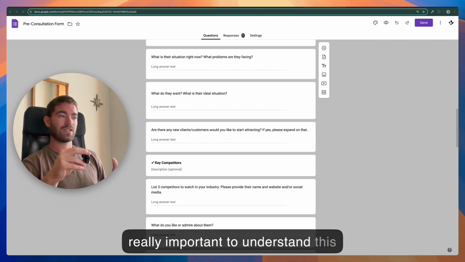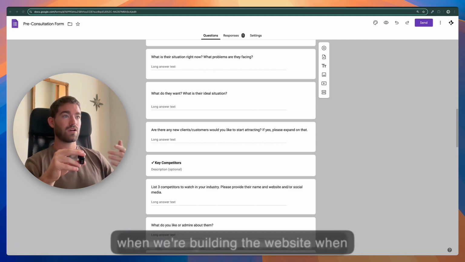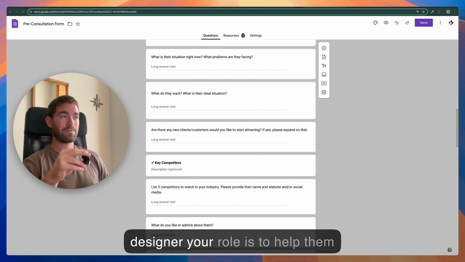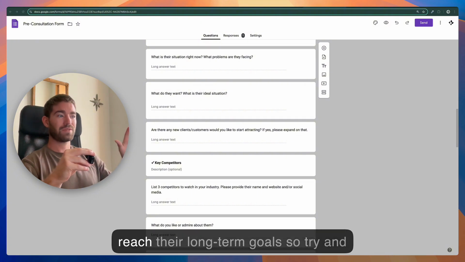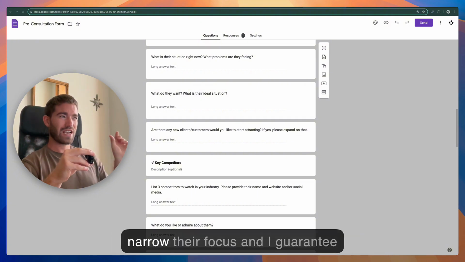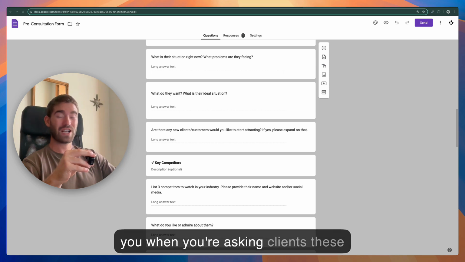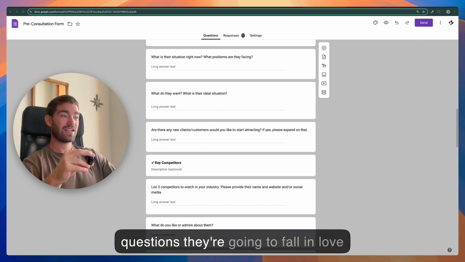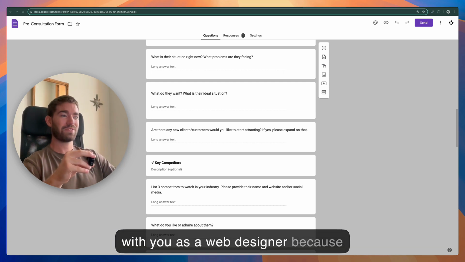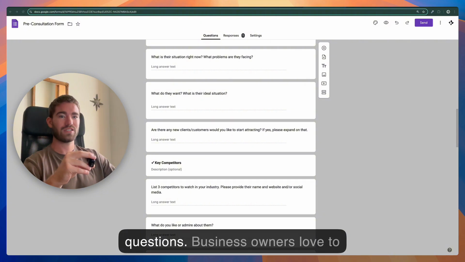So it's really important to understand this when we're building the website, when we're talking to the clients as a web designer. Your role is to help them reach their long-term goals. So try and narrow their focus. And I guarantee you, when you're asking clients these questions, they're going to fall in love with you as a web designer because nobody has asked them these questions.